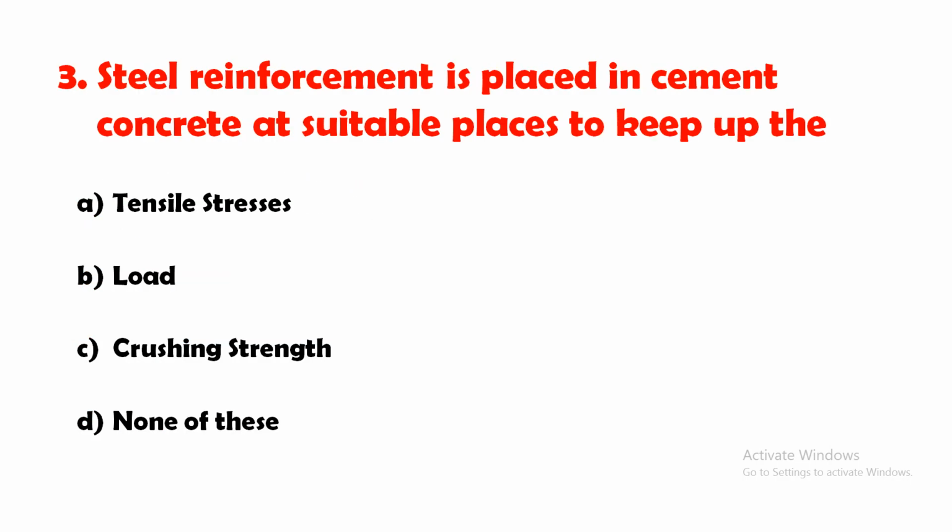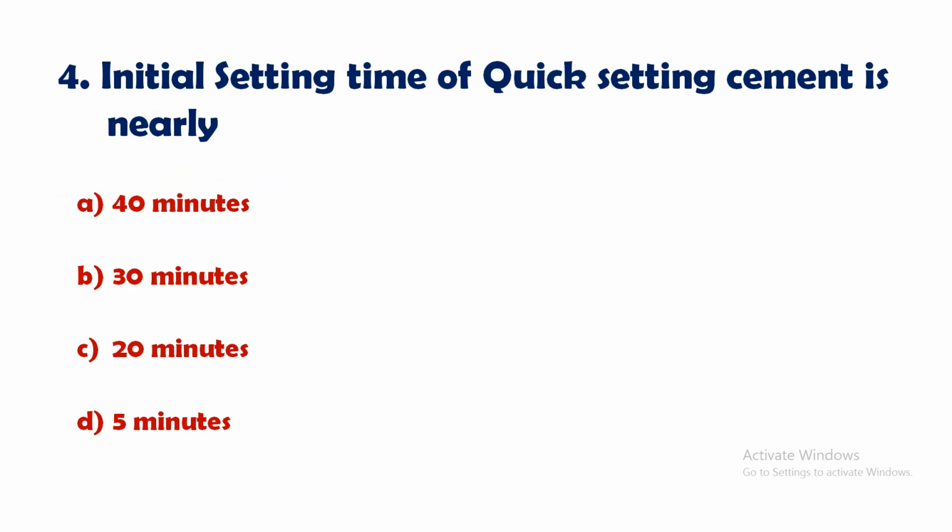Steel reinforcement is placed in cement concrete at suitable places to keep up the tensile stresses, load, crushing strength, none of these. The steel reinforcement is placed in cement concrete at suitable places to keep up the tensile stresses. The initial setting time of a quick setting cement is nearly 40 minutes, 30 minutes, 20 minutes and 5 minutes. The answer is: the initial setting time of a quick setting cement is nearly 5 minutes.